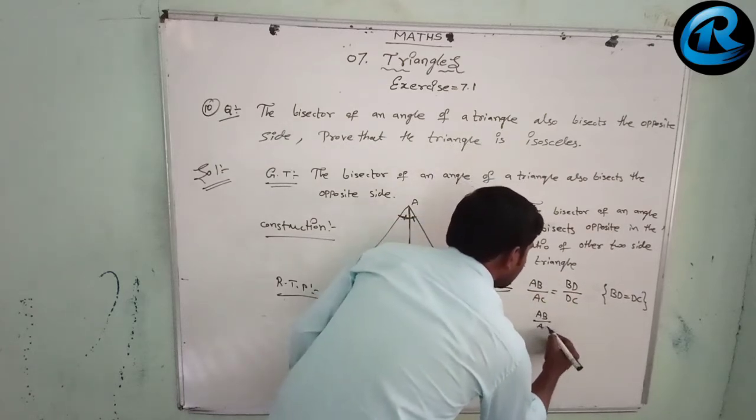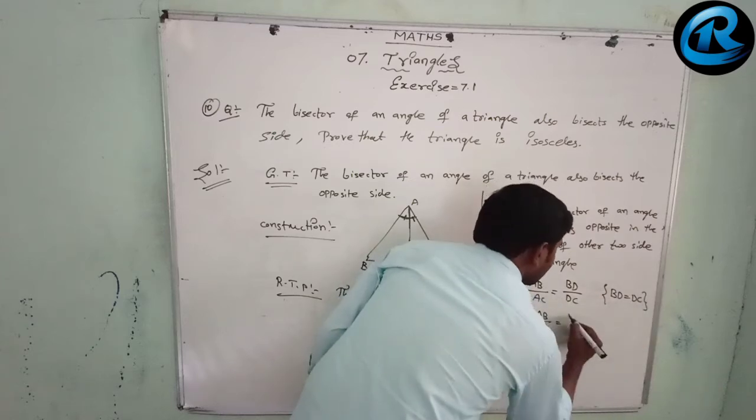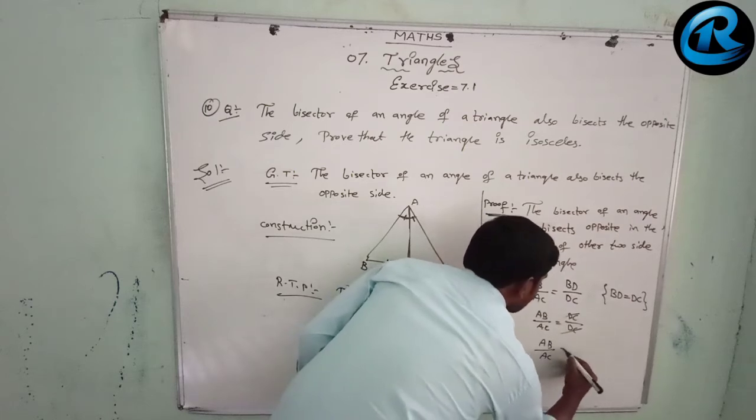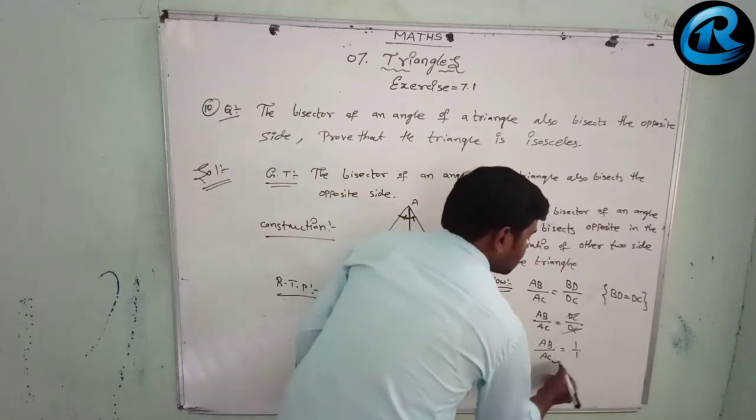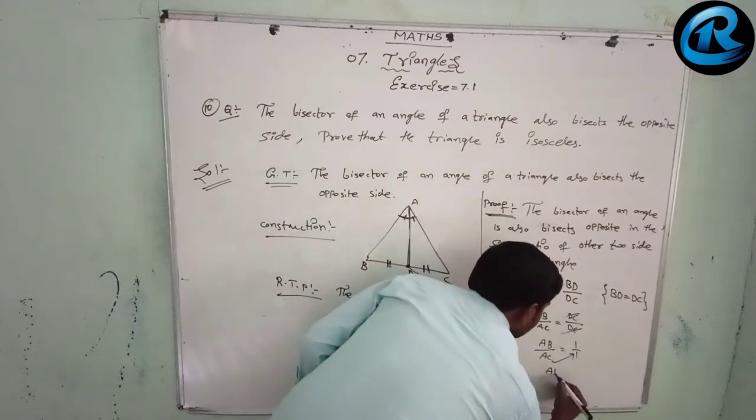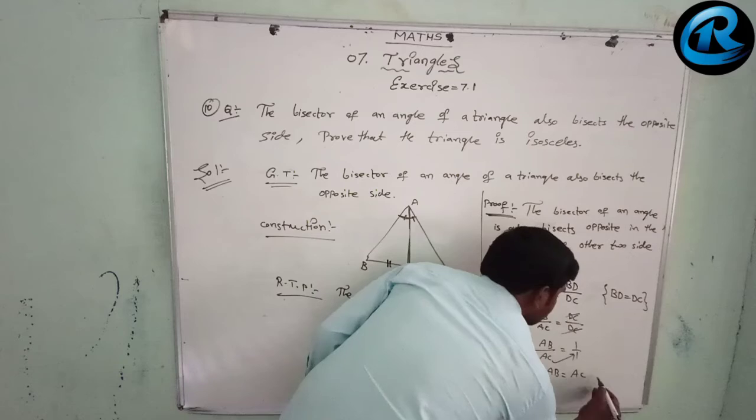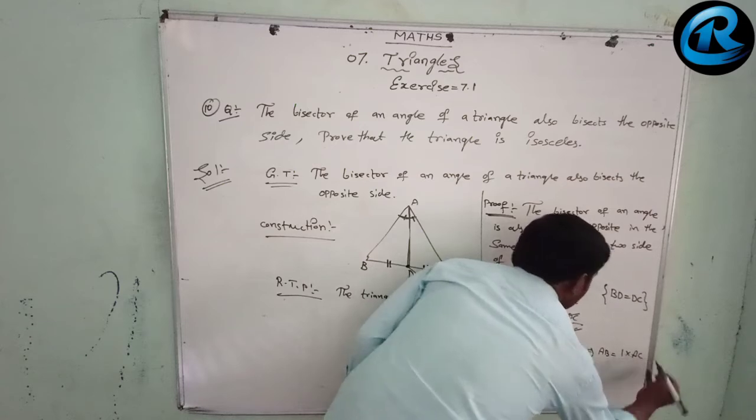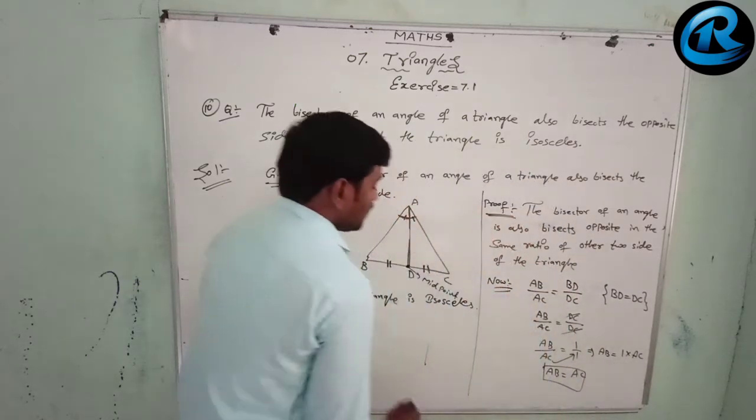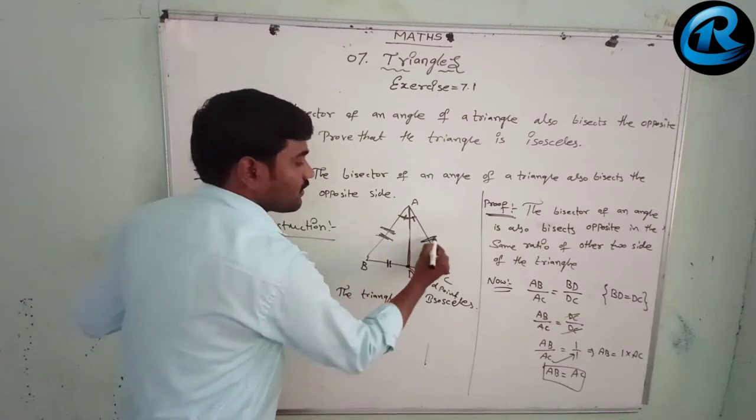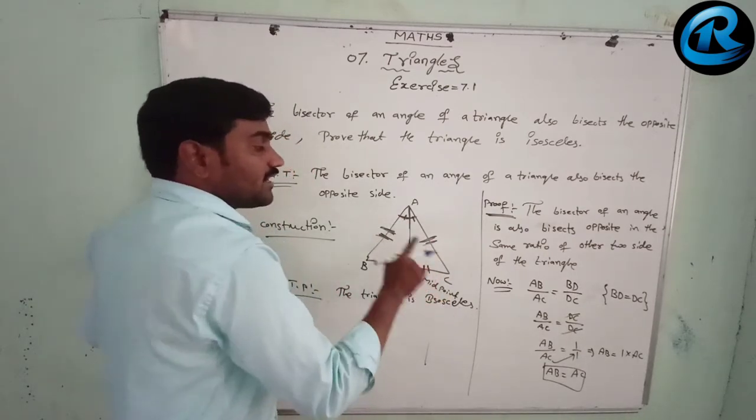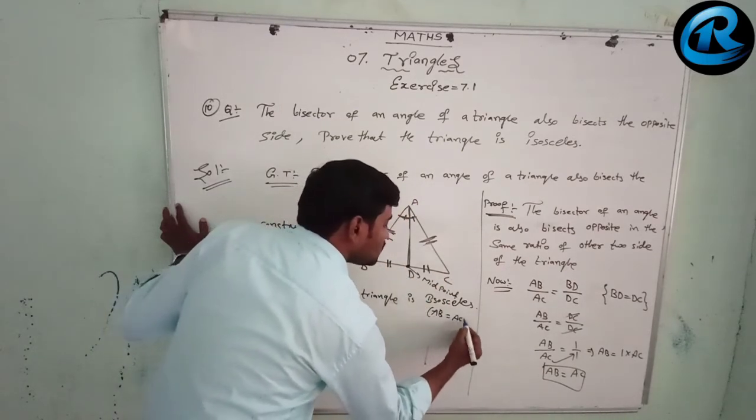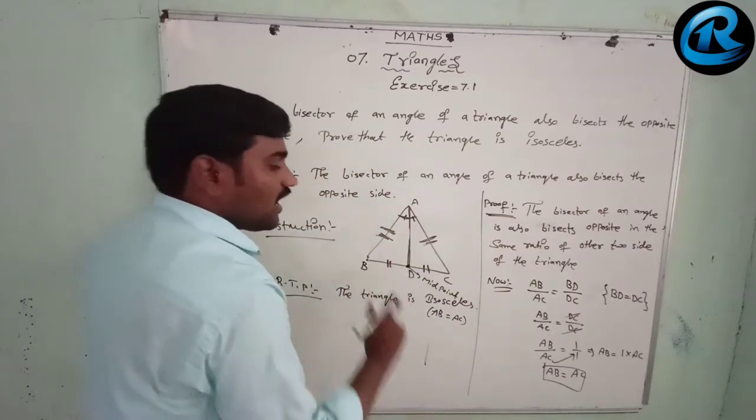So AB by AC is equal to BD by DC. Instead of BD, I will write DC. DC by DC, DC get cancelled now. What you will get? AB by AC equal to 1 by 1. This AC you transfer this side, so we will get AB equal to 1 into AC. That is AC directly. See, AB equal to 1 into AC. 1 into AC will be AC. Now here AB is equal to AC. If AB is equal to AC, these two sides are equal, so it is called isosceles triangle.